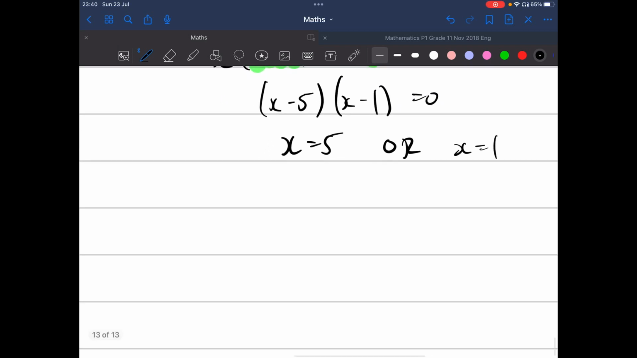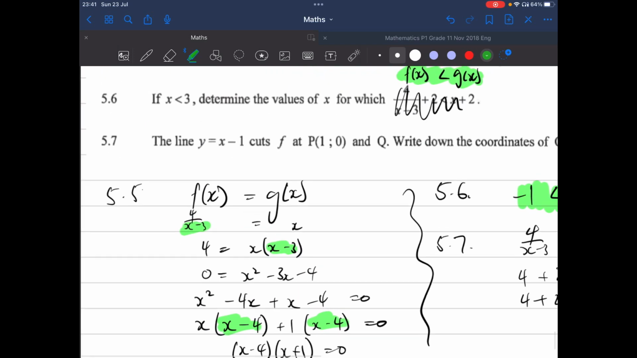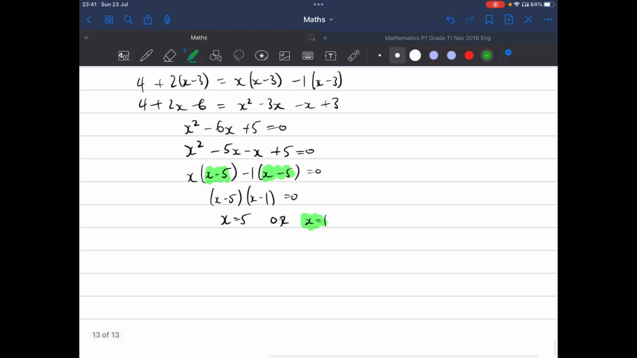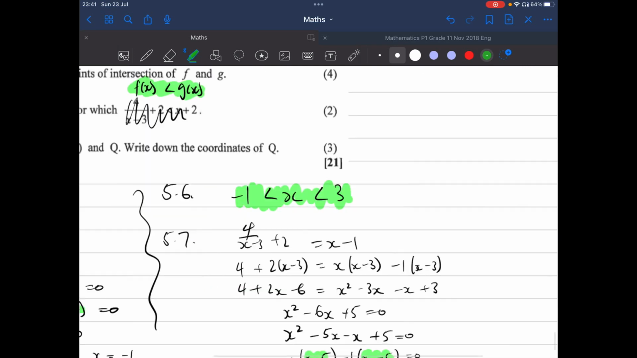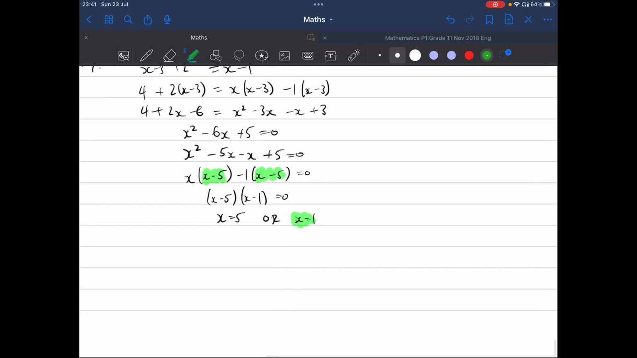Now, we can very easily confirm that this answer is right because x equals 1, and we were told that one of the points of intersection is when x equals 1. Okay, so that's obviously for the point P. And then we have to find the point Q. So that means that the x value of Q is 5.